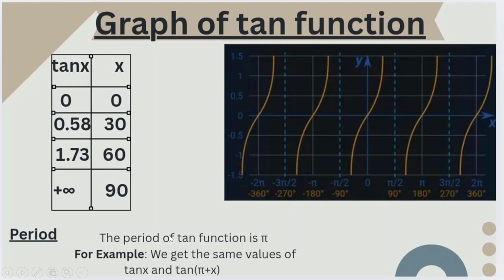Moreover, the period of the tan function is pi. Unlike sine and cosine, it gives the same values for the addition of every pi in the circular measure of the angle. We get the same values of the tan function if we put tan x and tan of x plus pi. For example, we can demonstrate that if we put tan 30, then it gives a value of 0.58. Similarly, if we put tan 210 degrees, then it also gives the value of 0.58. So it gives the same value for the addition of every pi in the circular measure of that angle.